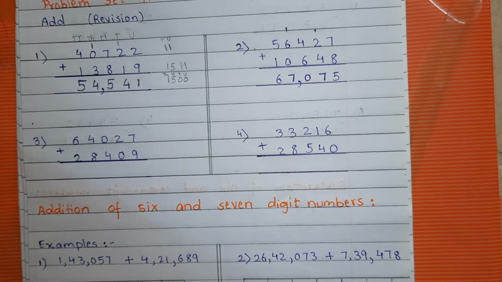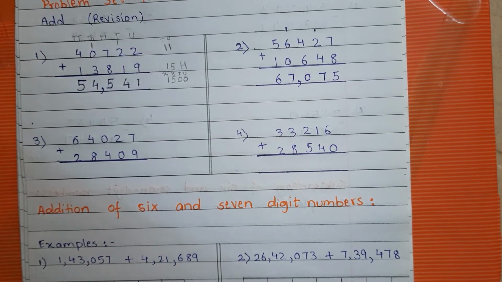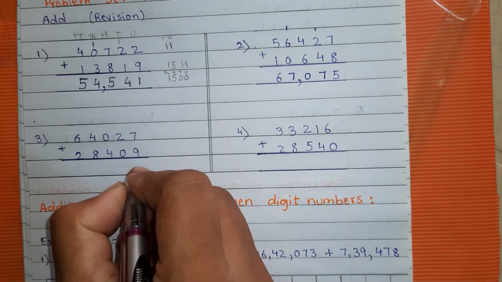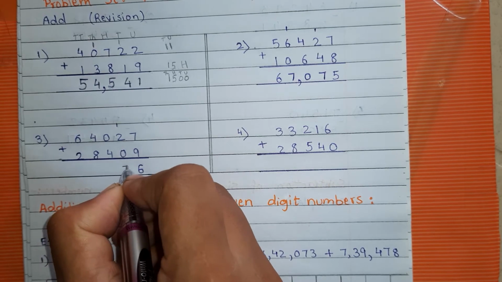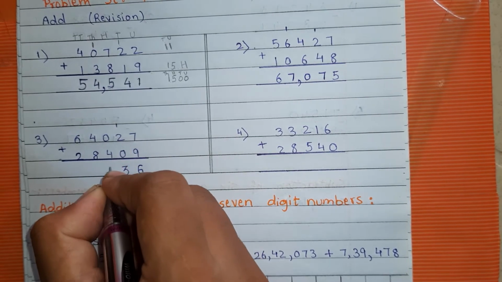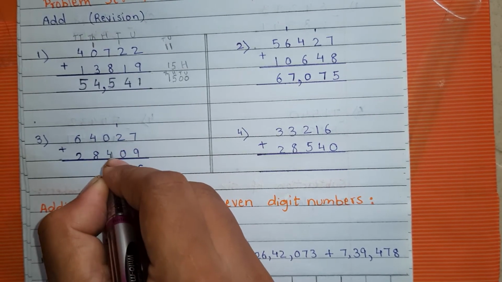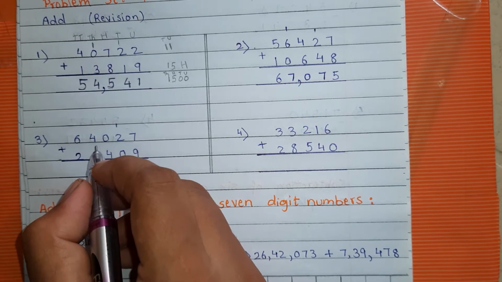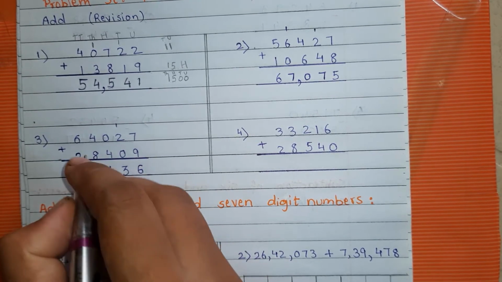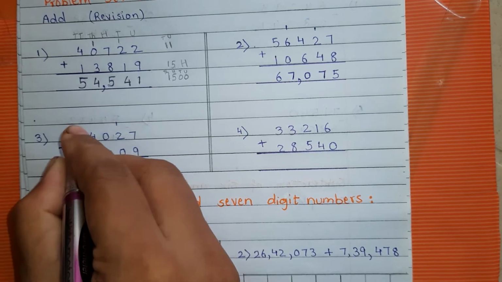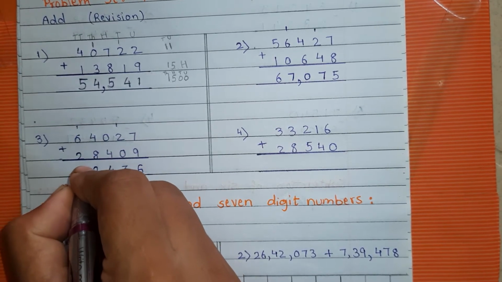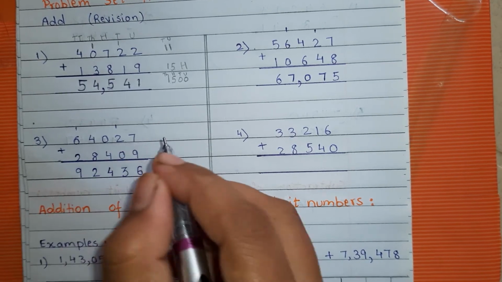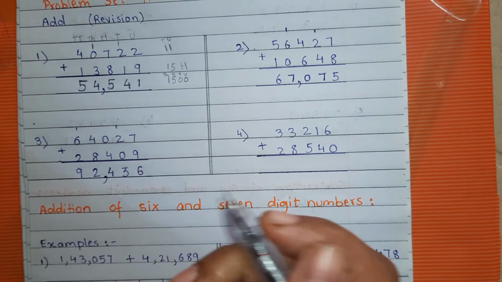Now the third one. First add 7 plus 9. How much is 7 plus 9? It will be 16. So 6 here, 1 carry. 2 plus 1, 3. 0 plus 4, 4. 0 plus any number gives the same number. Now 4 plus 8, 12. 2 carry 1. 6 plus 1, 7. 8, 9. So the answer is 92,436.